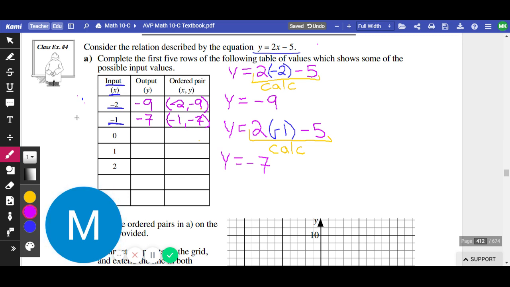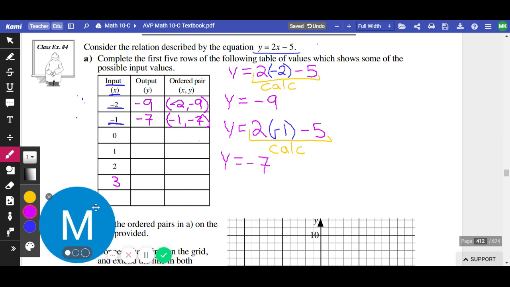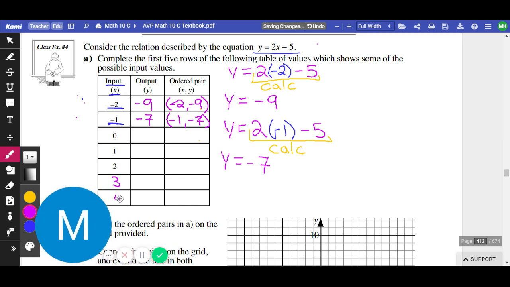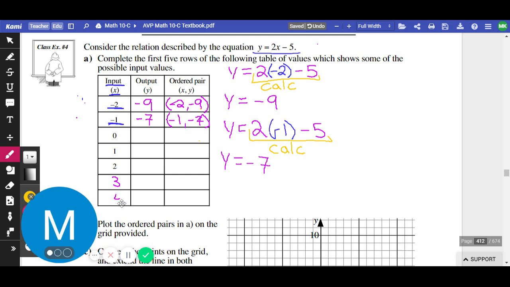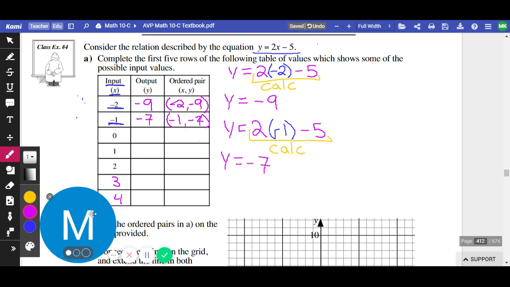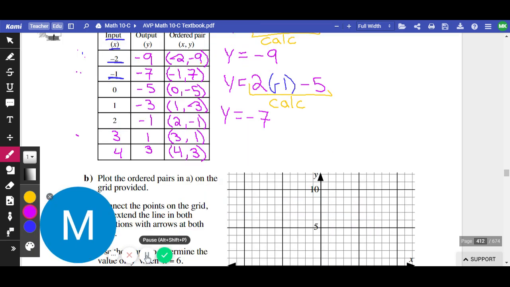I want you to try to fill out the rest of this chart on your own. If you want to do 3 and 4 as well, feel free. Okay, so give it a shot. Alright, so you should hopefully have that chart at least a little bit filled in. You can check your answers with mine.